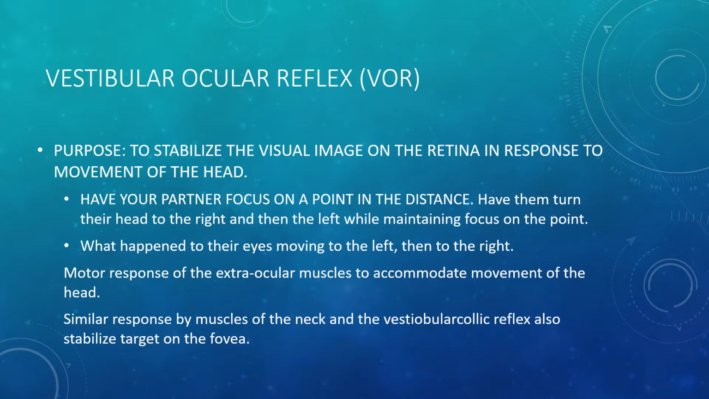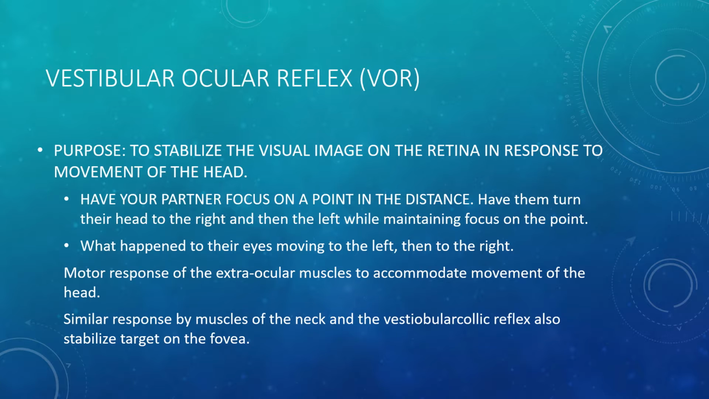So we will try this in class because you have to have somebody you can observe in order to see the VOR. So basically what happens is you sit in front of your partner, have your partner focus on a point in the distance. So not looking at you, they're looking up at a point past you. And then you're going to have them turn their head to the left or right while maintaining their focus on that distance point.